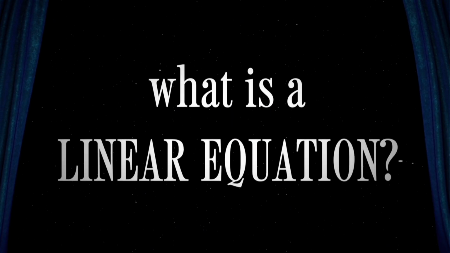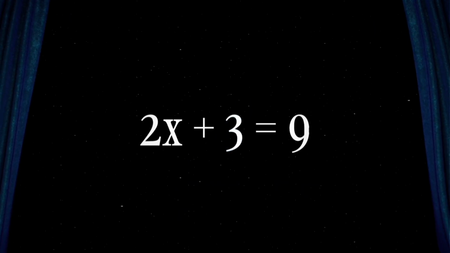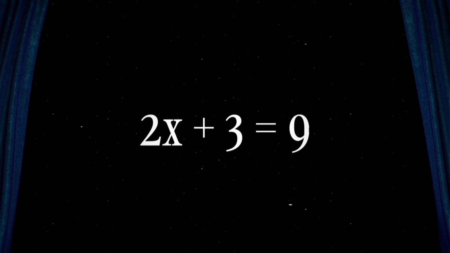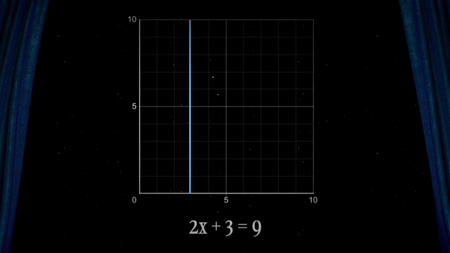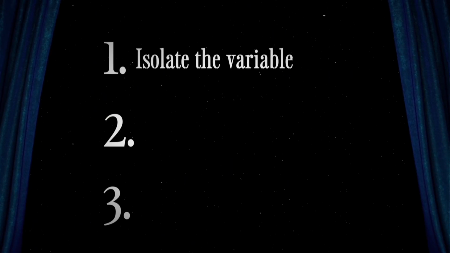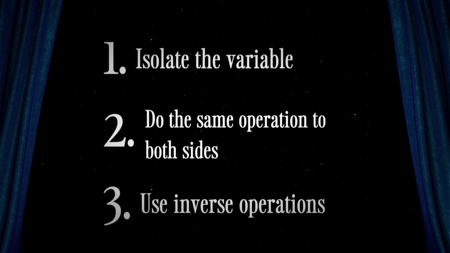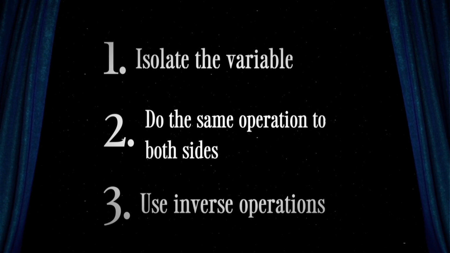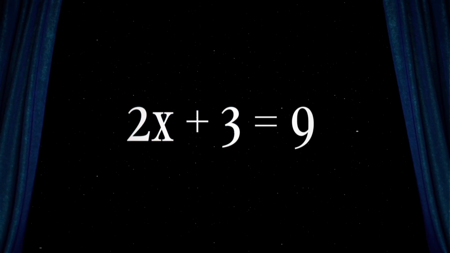Well, a linear equation is an equation in which each term is either constant or has only one variable. When a linear equation is graphed, it is always a straight line. Now, to solve a linear equation, you only really have to keep three things in mind. You have to isolate the variable, do the same operation to both sides, and use inverse operations to undo operations. To do this, you want to focus on one side of the equation.